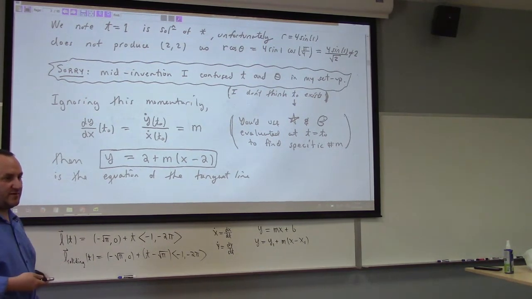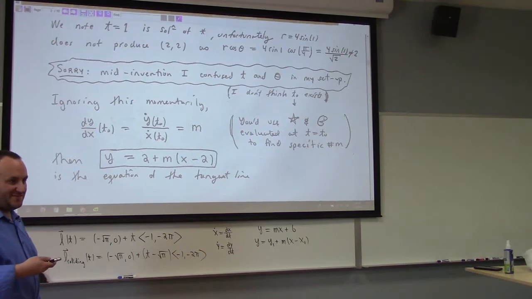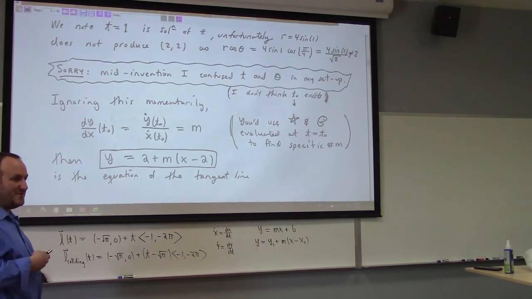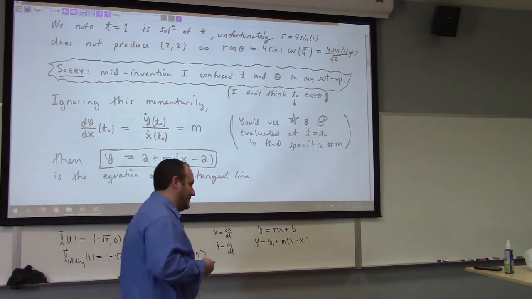There's got to be a middle ground, a problem which is not doable as a polar graph and yet not this horrible. But I haven't found that middle problem yet. Maybe I'll find it for the final.